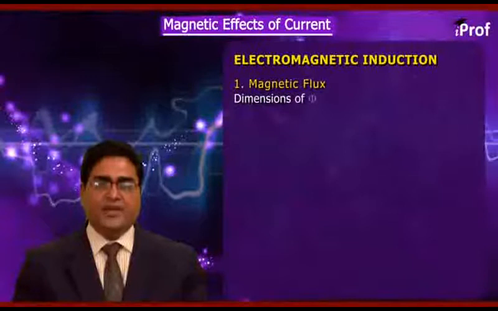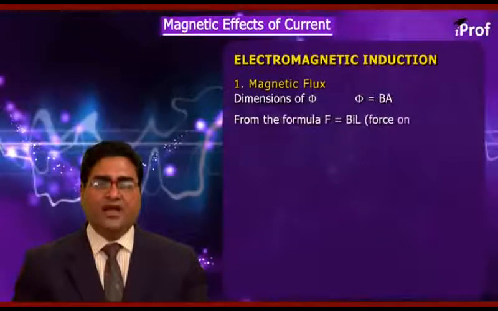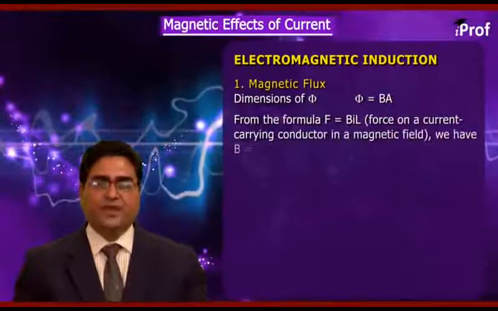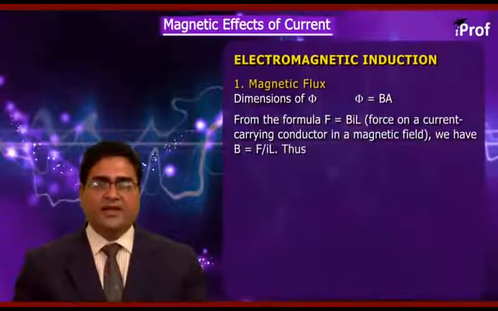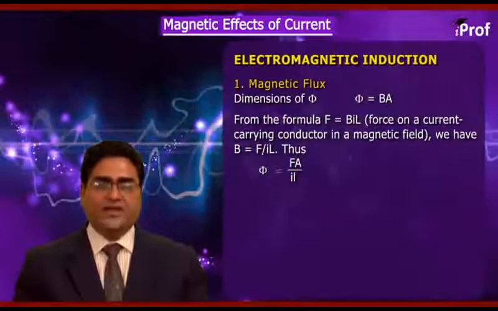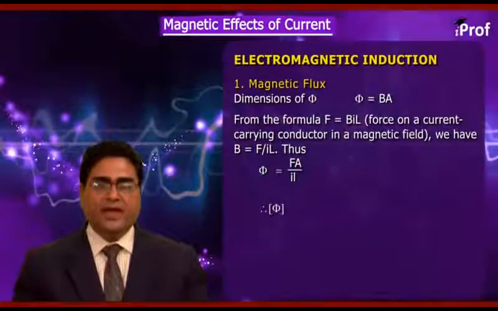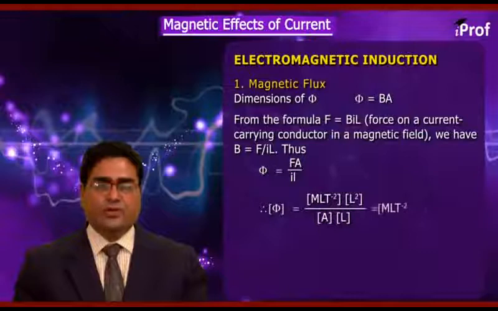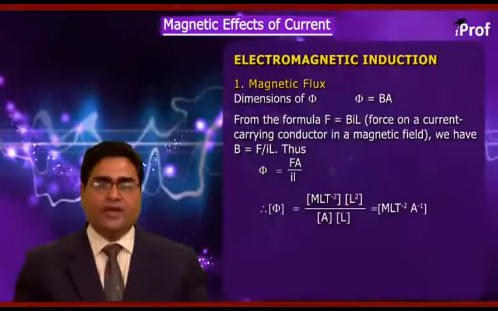Dimensions of phi: dimensions of phi equal to BA. From the formula F equal to BIL, force on a current carrying conductor in a magnetic field, we have B equal to F upon IL, thus phi equal to FA upon IL. Therefore phi equal to MLT minus 2 times L2 upon AL, equal to ML2 T minus 2 A minus 1.